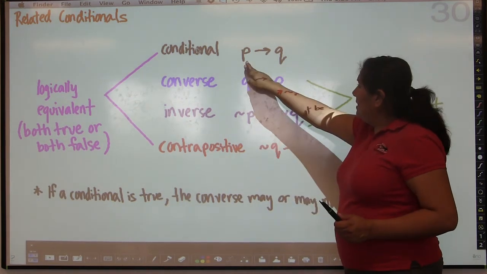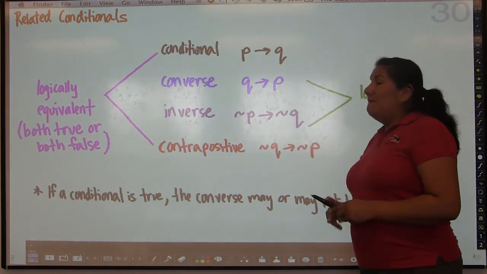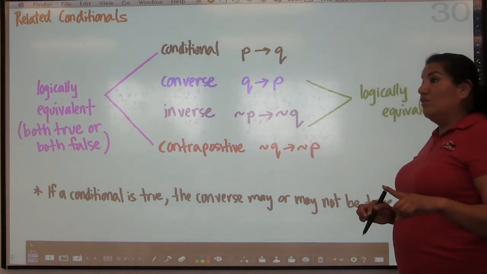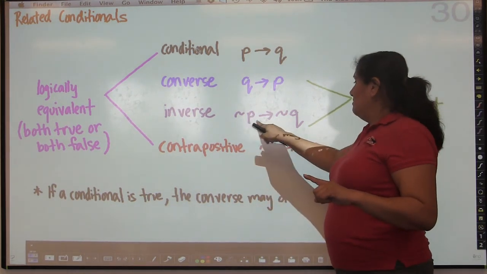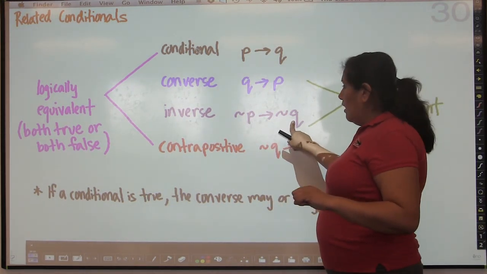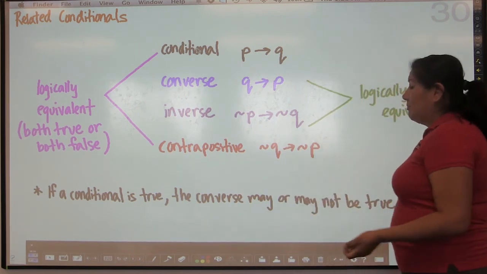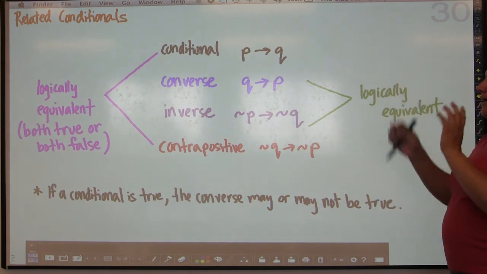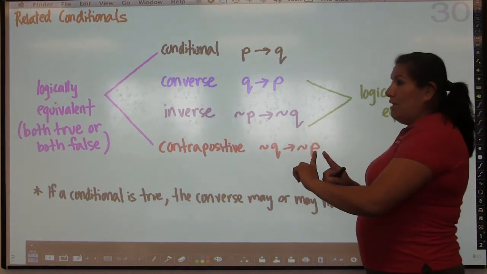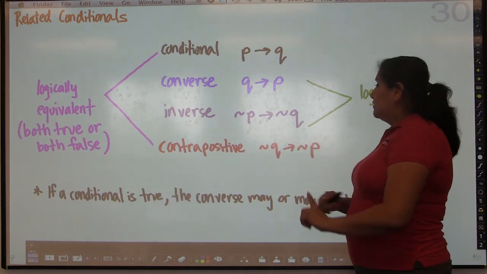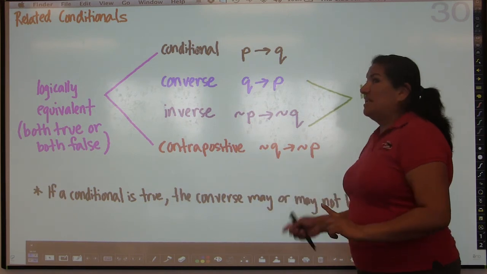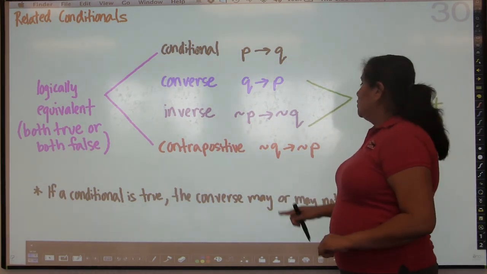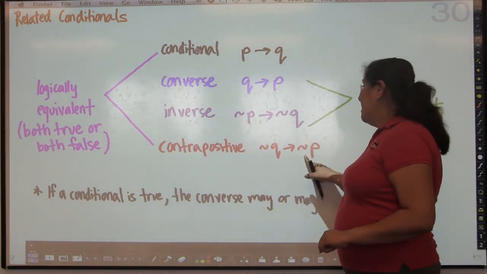So it's still P, then Q. But the inverse puts the not in front of it, so you're going to have not P implies not Q. All right? And then you have a contrapositive, and the contrapositive is basically the whole shebang. It not only flips them around, it reverses the order, so the Q comes before the P, but it also negates everything. So not Q implies not P.